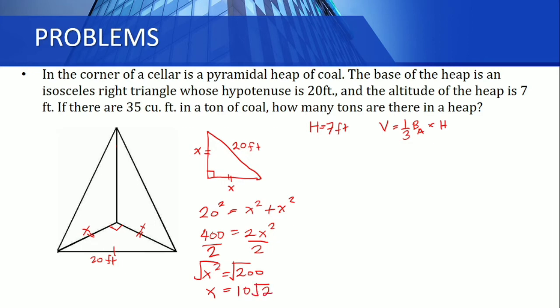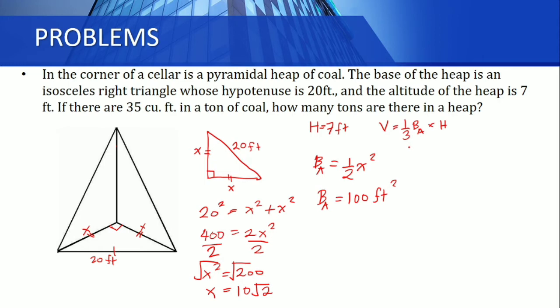So kunin na natin yung area ng ating triangle or yung base. So yung base area natin is equal to 1/2 x squared. So substitute lang natin yon, direct sub na natin. So 1/2 times 10 square root of 2 raised to 2. So that will be 100 feet squared.